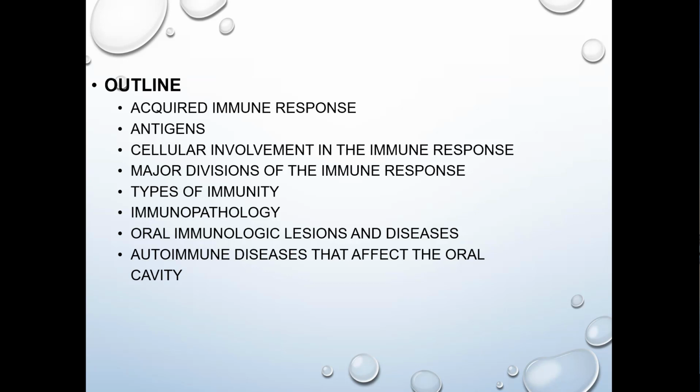And then within the immune response, we have 2 major divisions. We've got our humoral and our cell-mediated divisions that we talked about. In this chapter, we're going to be discussing those a bit further. We'll get into the difference between active and passive immunity. And immunopathology, we talked about how diseases can be caused by malfunctioning in the immune system, and then also the oral immunologic lesions and diseases: lesions related to the action of the immune system's function, or those lesions whose pathology is related to the actions of someone's own immune system.